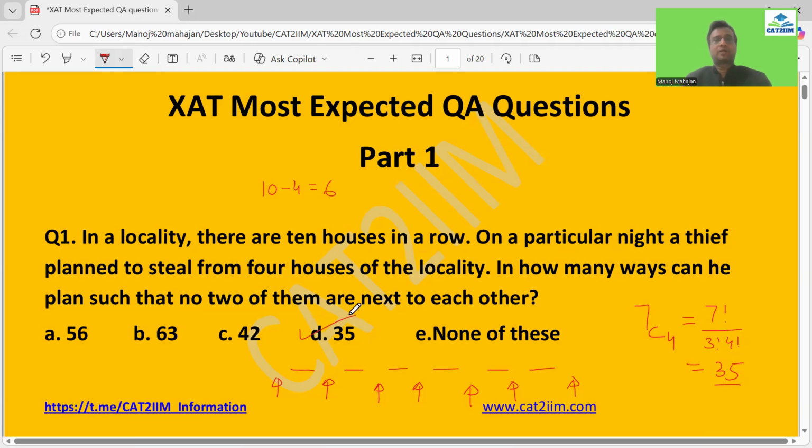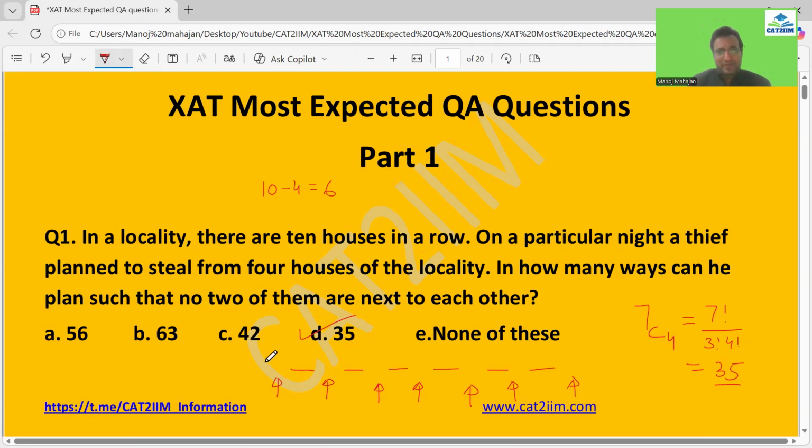Make sure that you do solve the questions on your own also, and then check out the solution for each and every question. So give a pause and try yourself and then look at the solution. Let's see how we're going to get this 35 with this superb method, and what is the trick out here.